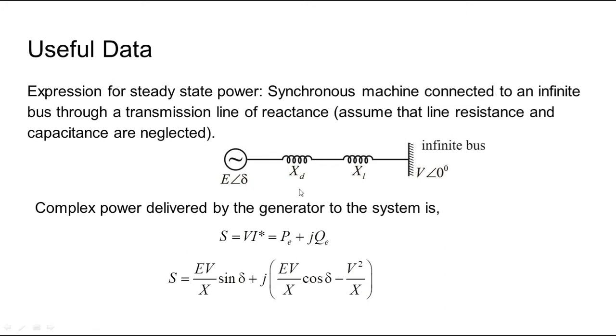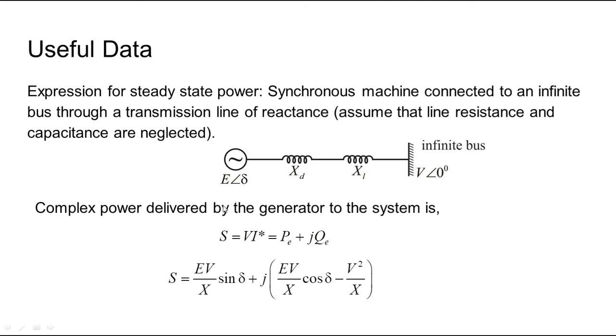Consider a synchronous machine connected to an infinite bus as shown in the figure with the help of the transmission line. E at an angle delta represents the EMF generated by the synchronous generator. XD is the direct axis reactance of the generator. XL is the reactance of the transmission line, assuming that the line resistance and capacitance are 0. V at an angle 0 is the voltage of the infinite bus.